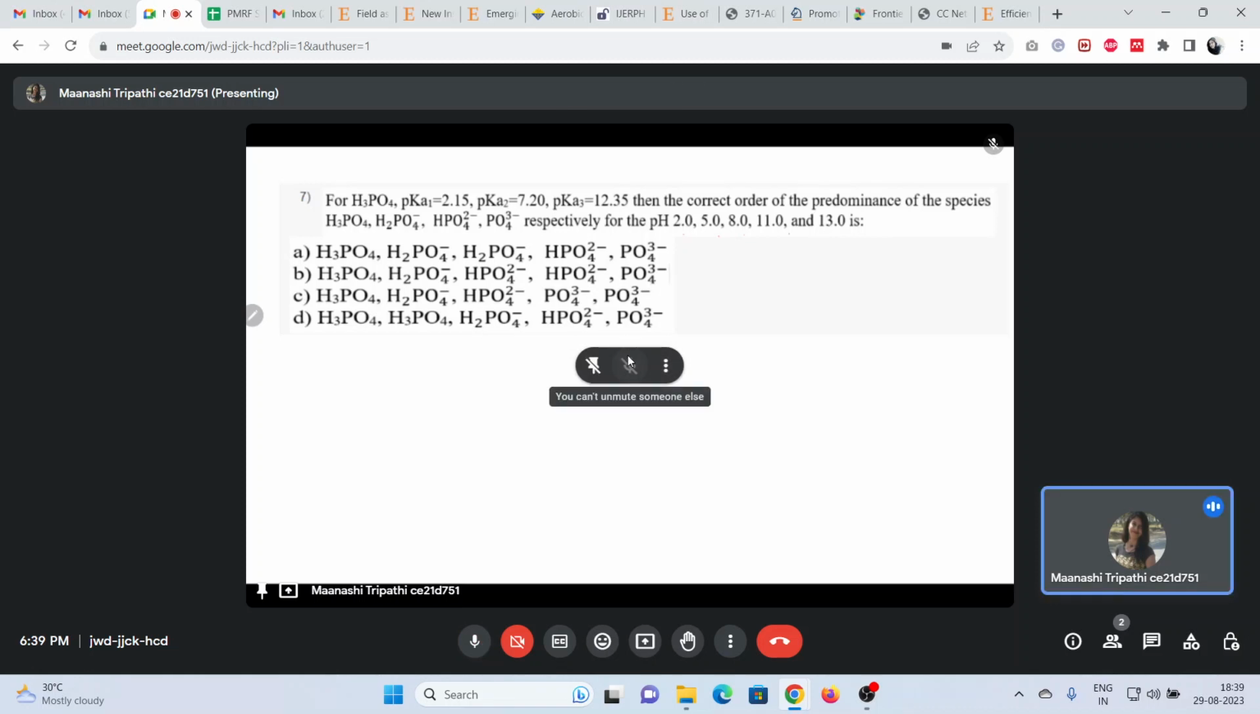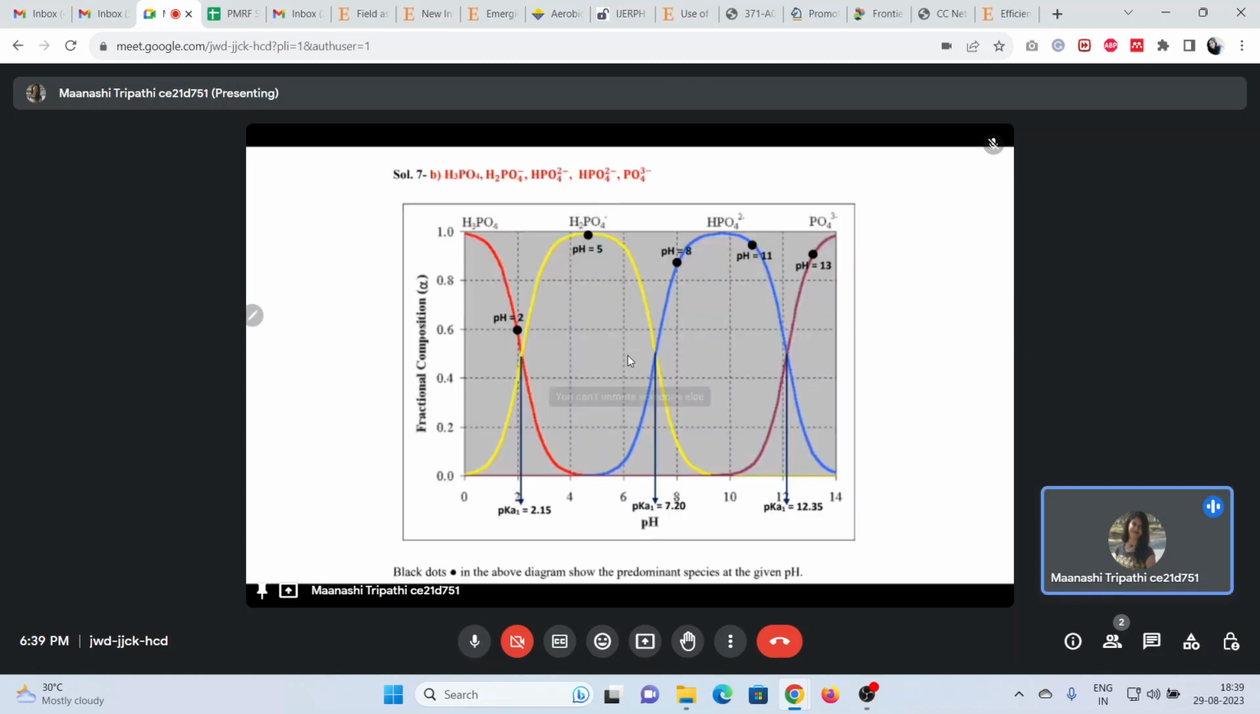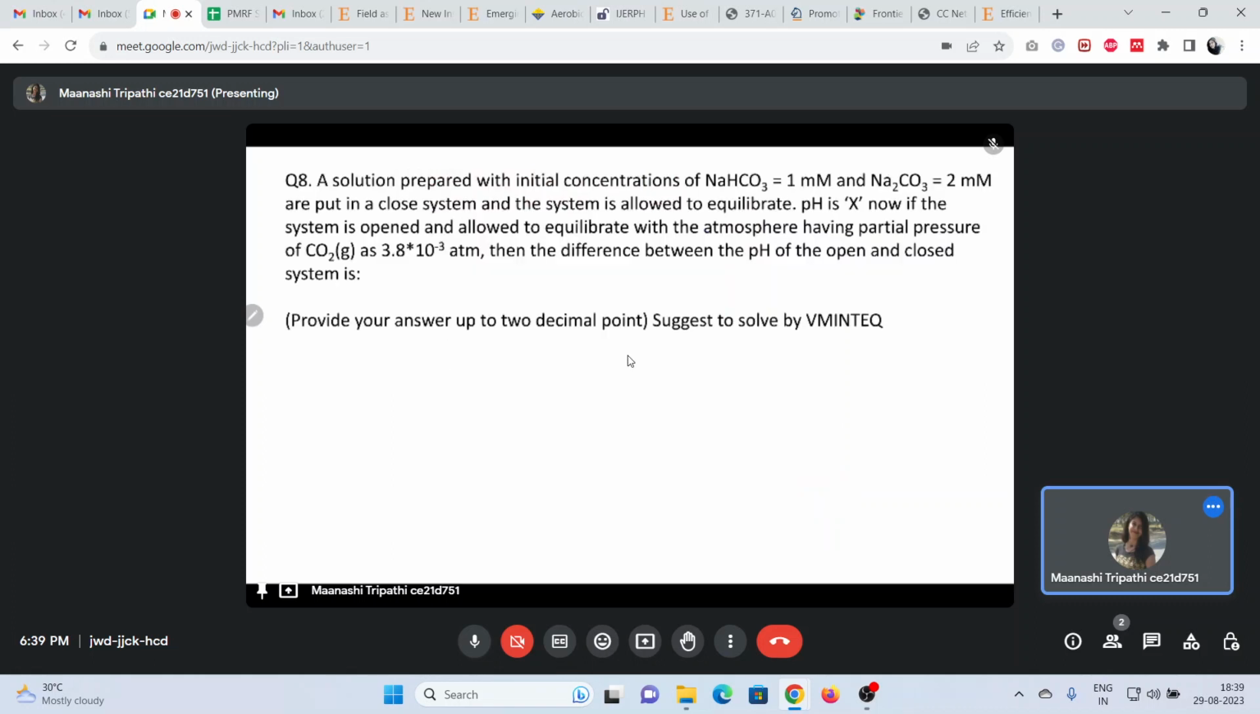We'll see the solution for this question. So these are the species which will be predominant during the respective pH ranges. So such a kind of diagram can be made.